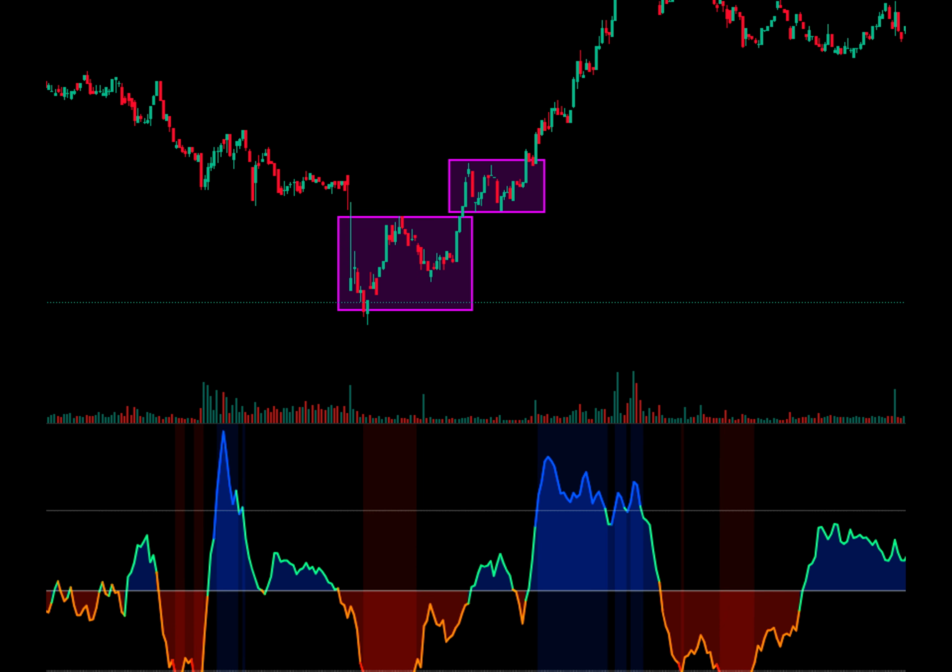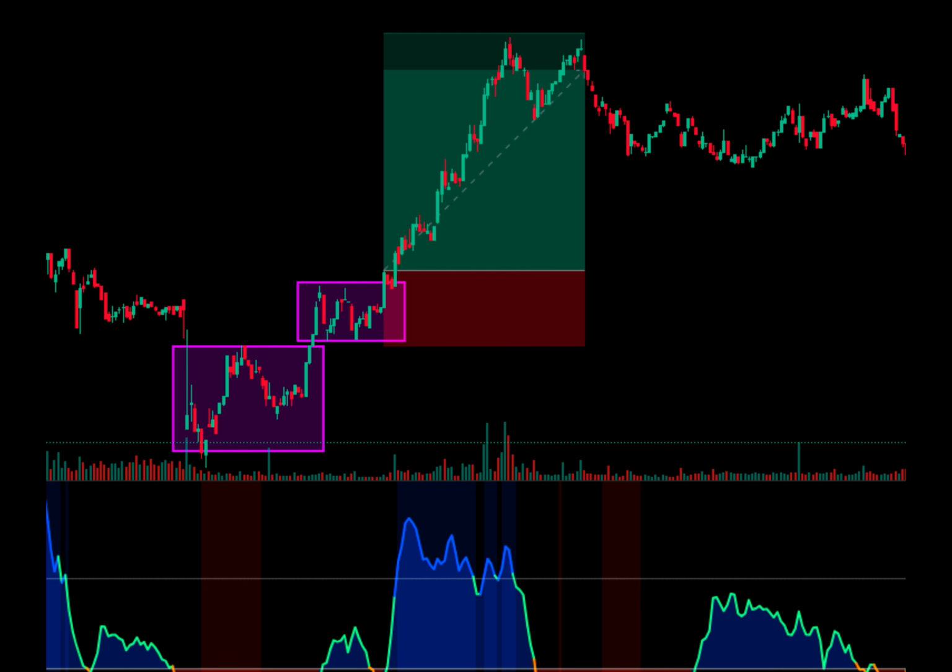In this second example, you can see that the volume divergence indicator turned blue. Here we can see a small consolidation phase. Then a breakout happened, and it entered into the second consolidation phase, which is our step. As soon as the price breaks out of the second consolidation phase, we enter a long trade, and boom. We get a profitable trade.